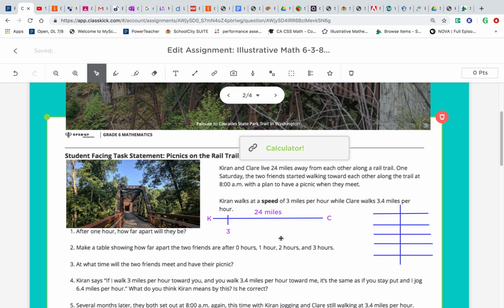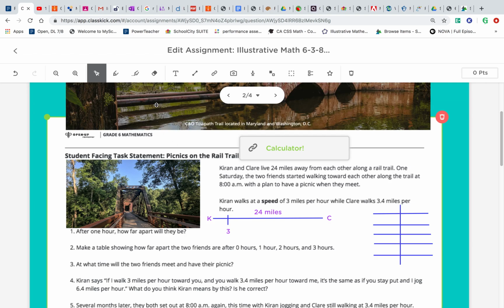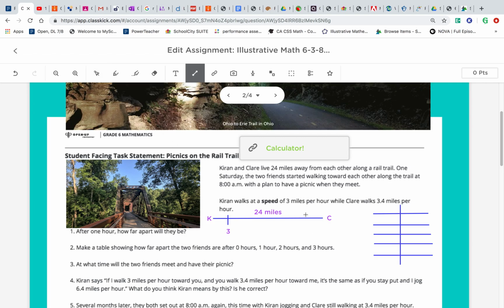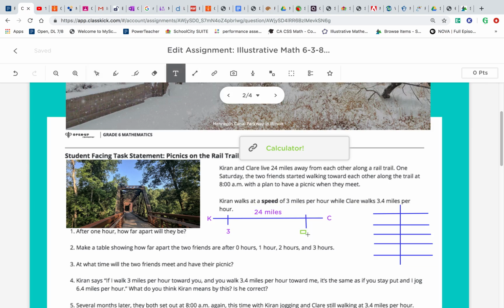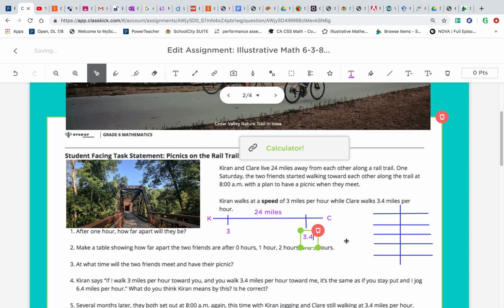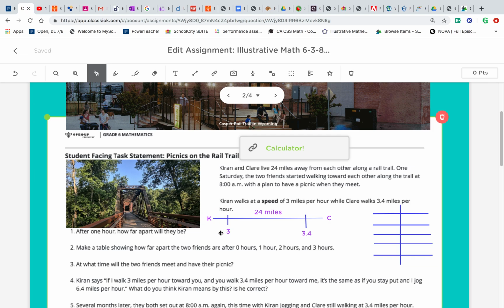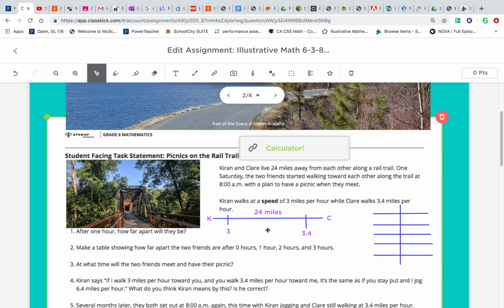Okay, so what happened with Claire? Claire walks 3.4 miles per hour. So we can put another mark down here. Claire is going to be walking this way, right? So Claire's going to be somewhere down in here. And it's going to be 3.4 miles. All right, so let's see about this here. So if Kieran covered this distance and Claire covered this distance, now how far apart are they?